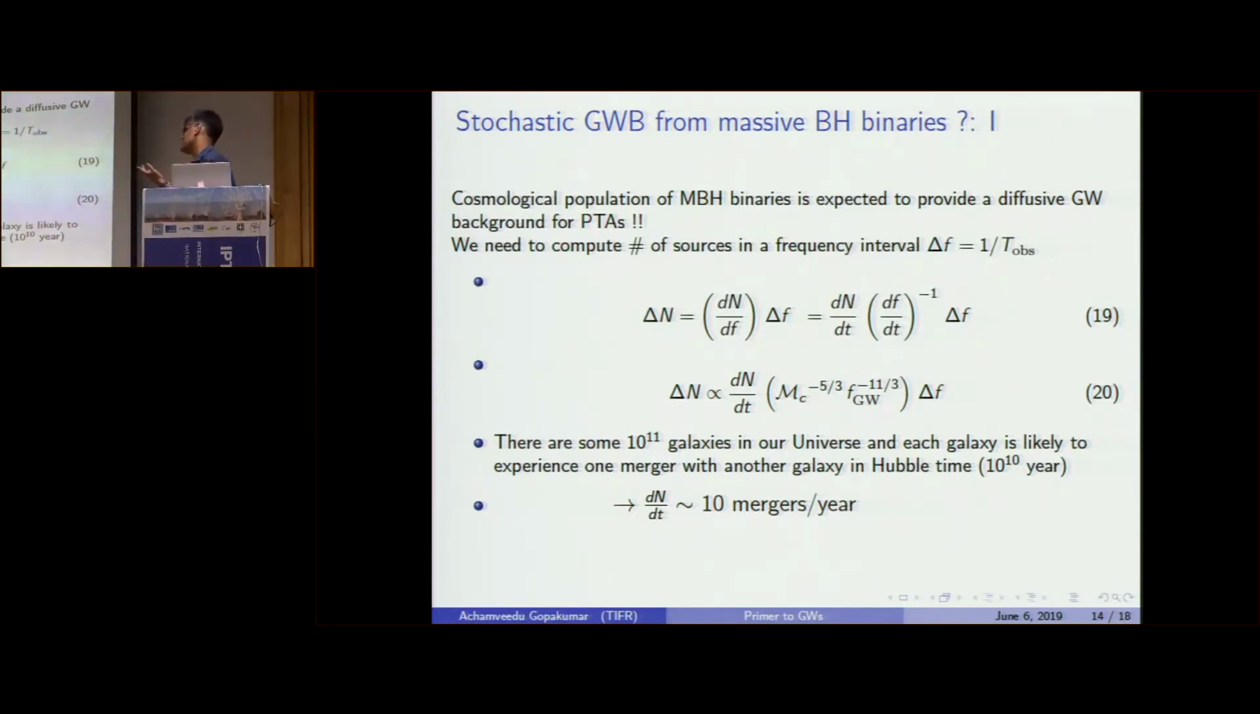Now you ask this question, and it's fairly straightforward. There are around 10 raised to 11 galaxies in our universe, and you have seen Hubble pictures of merging galaxies. So imagine that a galaxy will experience at least one merger in the lifetime of the universe, the Hubble time of 10 raised to 10 years. If 10 raised to 11 galaxies each experience one merger in 10 raised to 10 years, then dn over dt will be 10 mergers per year at least.